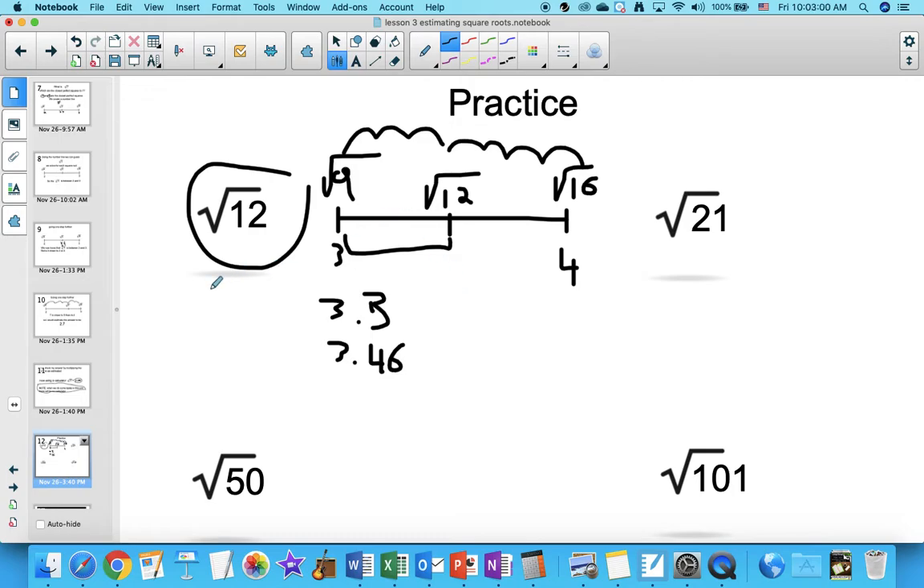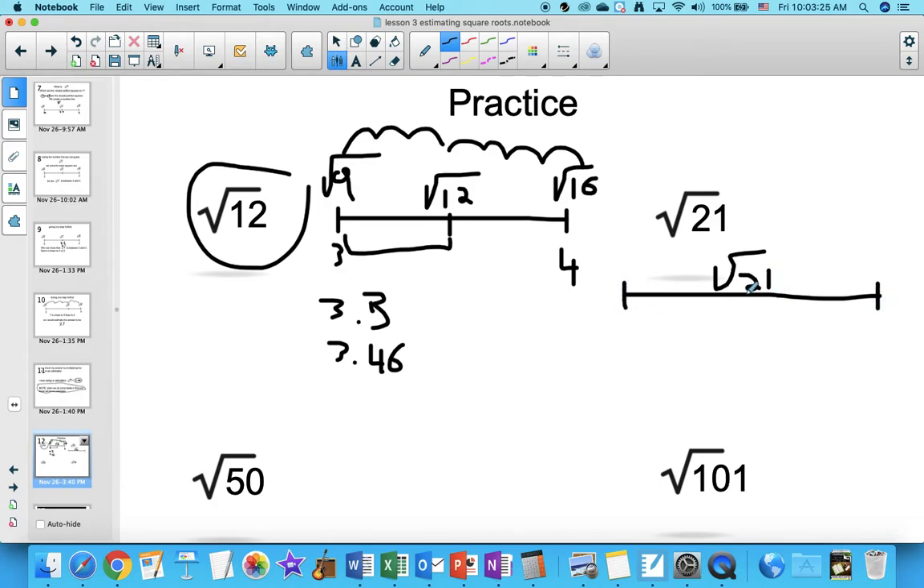I don't want people to just go, oh, it's 3.2, right? You should be able to get within 0.12 of the answer. So I was a little bit off on this one, but we can try another one. So we have 21, and as long as you show me the number line, as long as you show me that you know how to estimate them, then you should be fine.